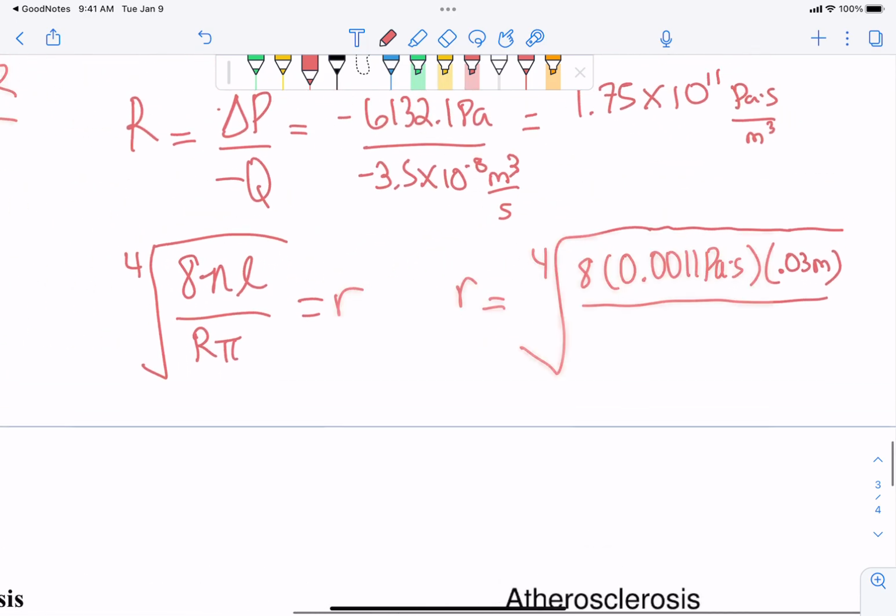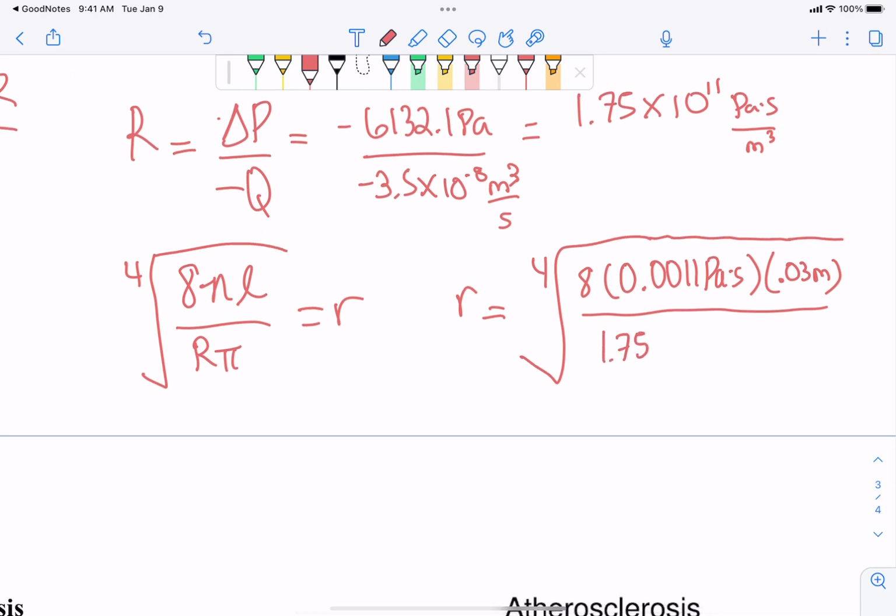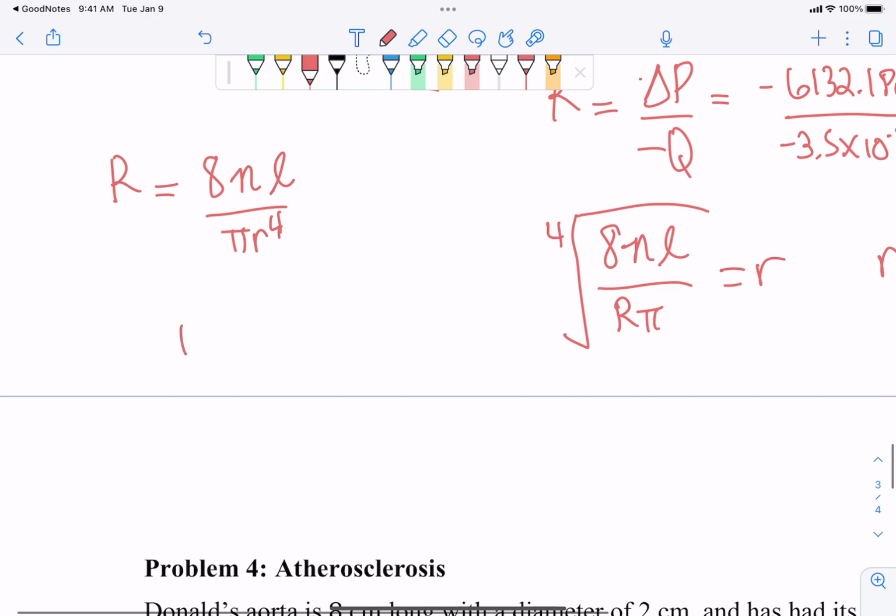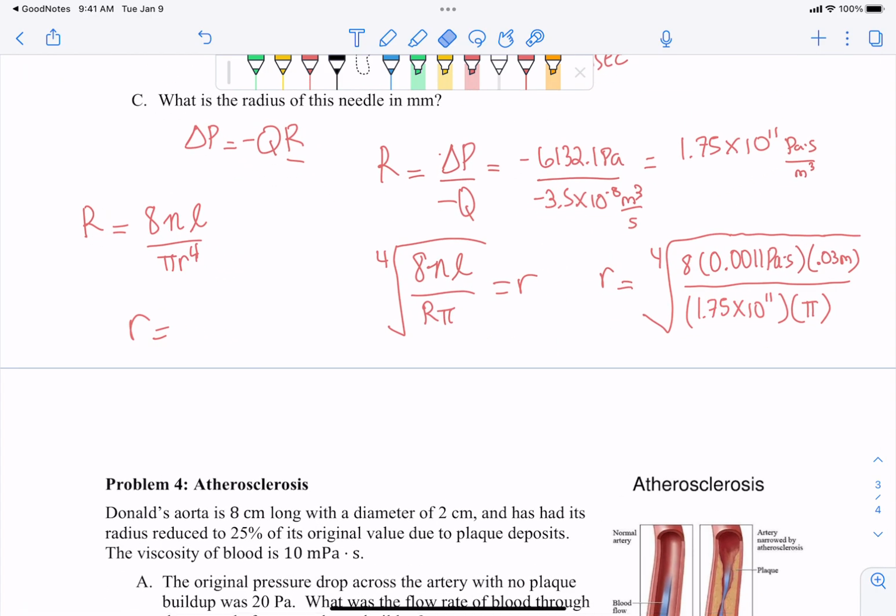So then we have our resistance, right, which is the 1.75 times 10 to the 11th, and then times pi. And if we throw that all in, let me recalculate it just to be sure. Oh, shoot. I actually legitimately don't know how to plug in a fourth root on my calculator, but I'll just take it to the 1/4 power. So 8 times 0.0011 times 0.03 over 1.75 times 10 to the 11th times pi, and then all of that to the 1/4 power. Yeah, okay.